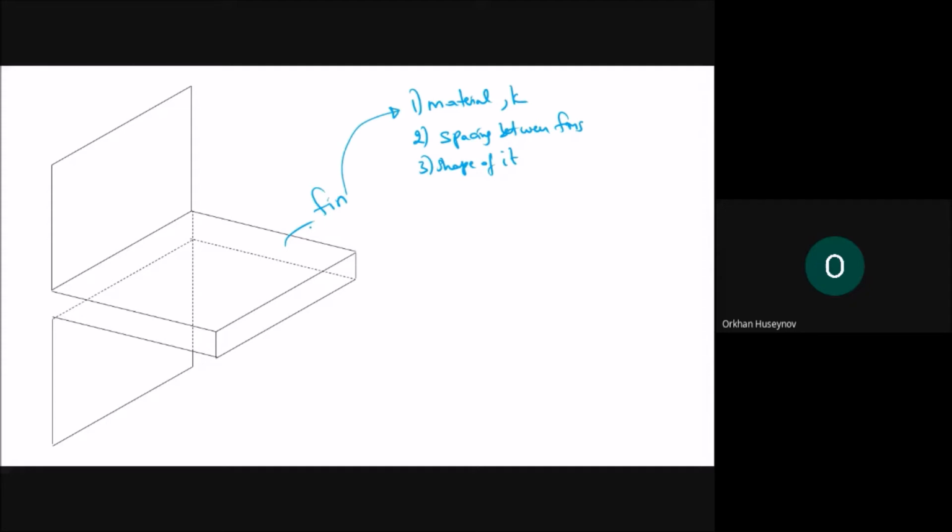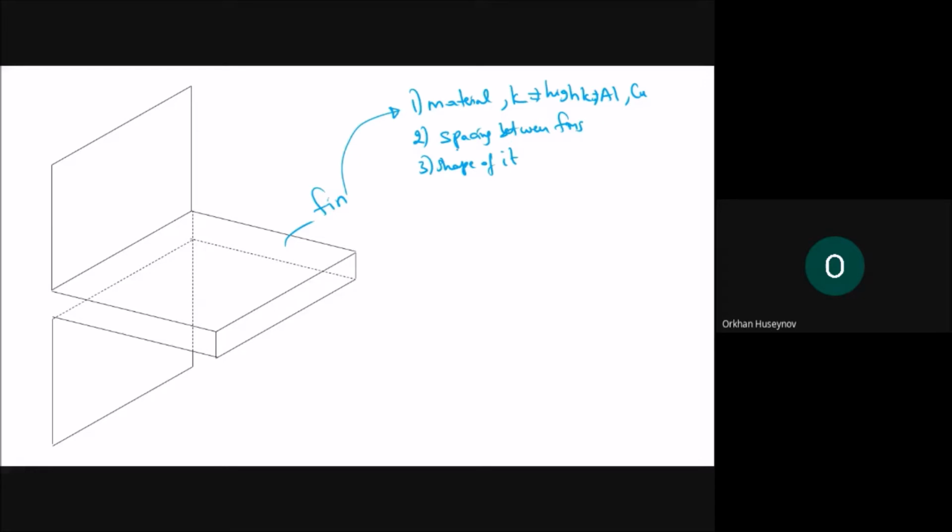Okay, so for the conductivity here, the better one is high conductivity material. So for example, it can be aluminum, it can be copper. But between aluminum and copper, we are choosing the cheaper one, which is aluminum.